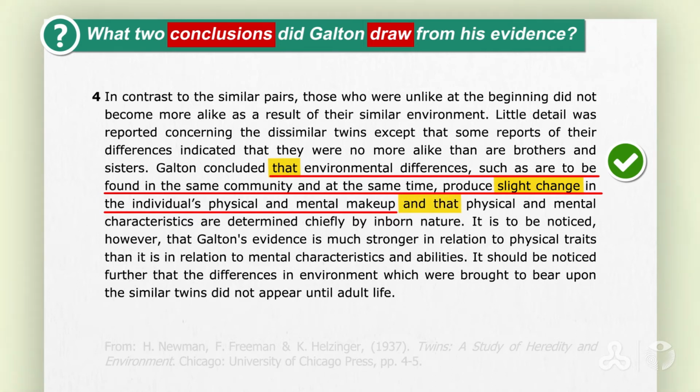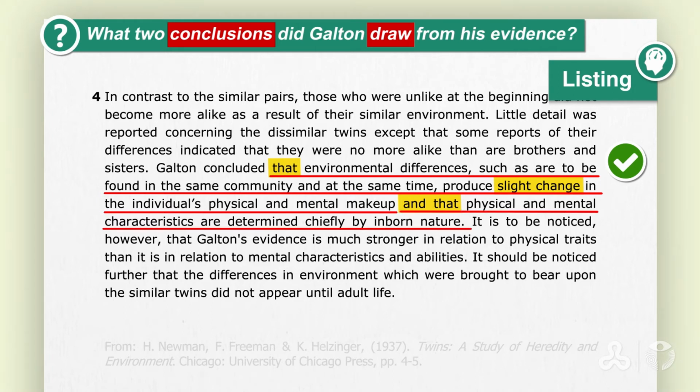And that, notice, you have many ands, and we usually separate answers according to the and, but we need to be careful that the and gives us new or different information. So here, and that, it's clear that after the and that we get another conclusion. So let's continue reading and see if that's really another conclusion. And that physical and mental characteristics are determined chiefly by inborn nature. So Galton's second conclusion was that our characteristics are actually inborn, meaning they are a product of heredity. So here he's saying that the environment has little influence, and actually that heredity plays a bigger role in our physical and mental characteristics.